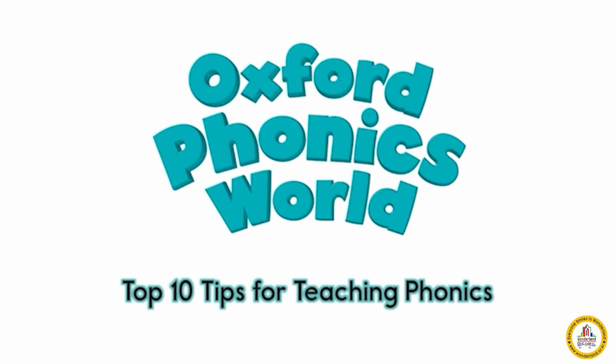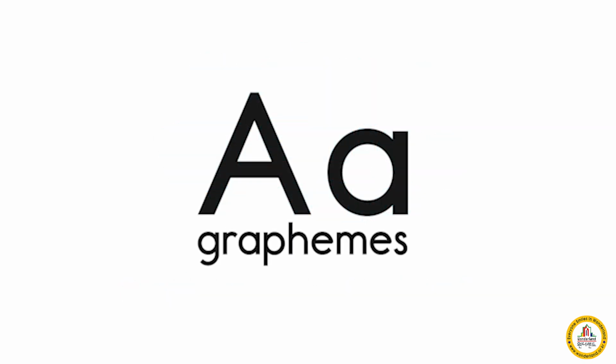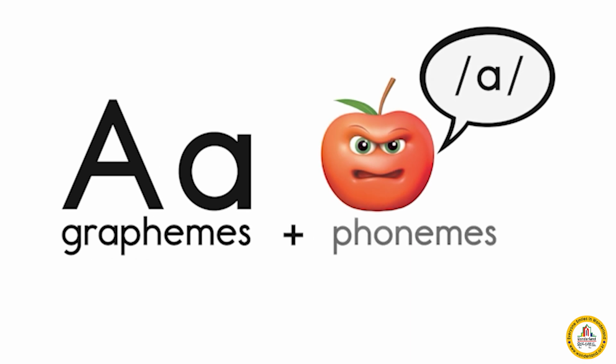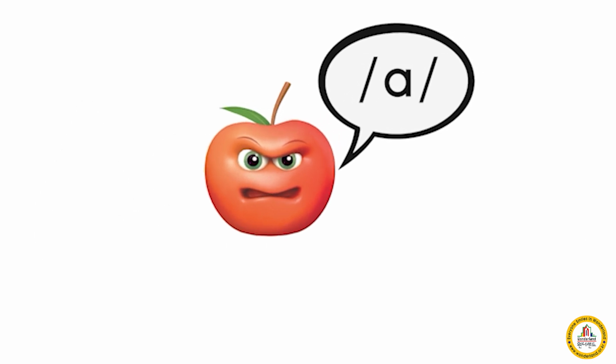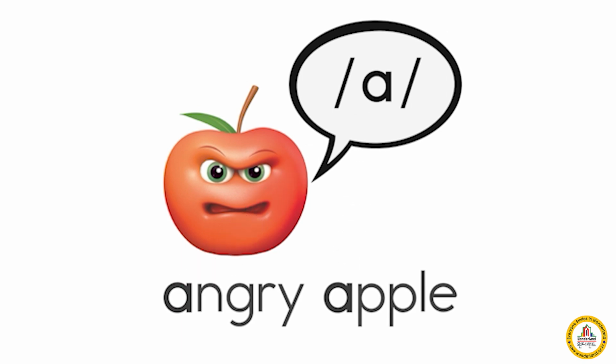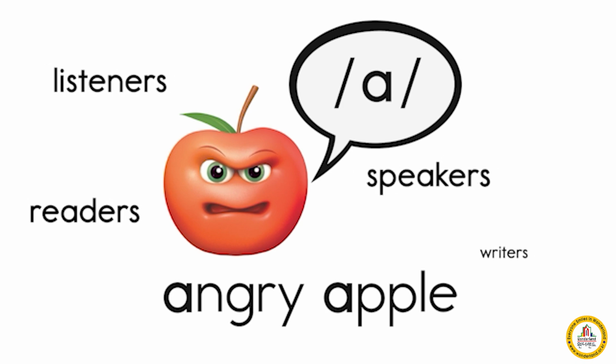Letters and sounds are the building blocks of the English language. When we teach children the connections between letters, or graphemes, and the sounds they make, or phonemes, we are teaching them phonics. Phonics forms an integral part of a child's language development. By helping children discover connections between letters and sounds, we can make sure they have the skills and confidence they need to be successful listeners, speakers, readers, and writers of English.